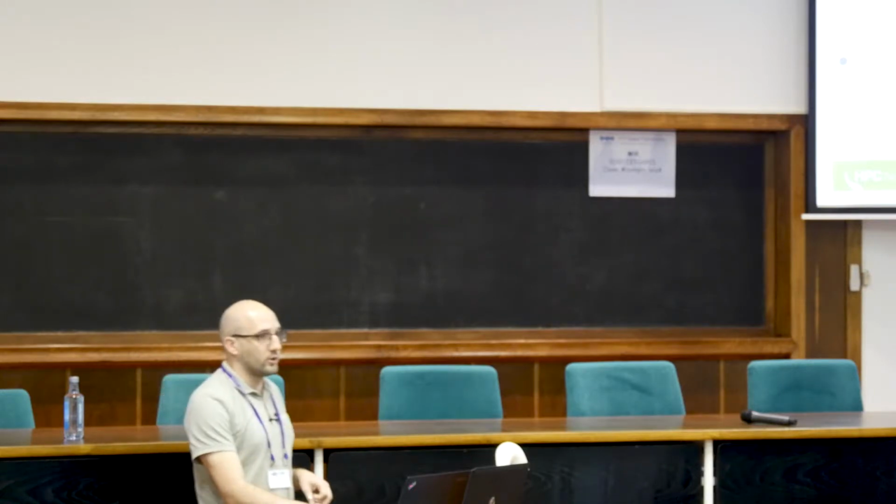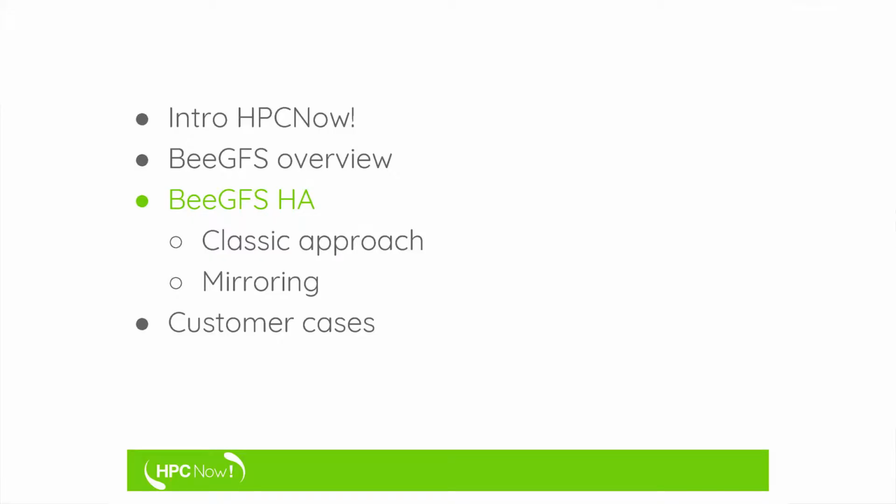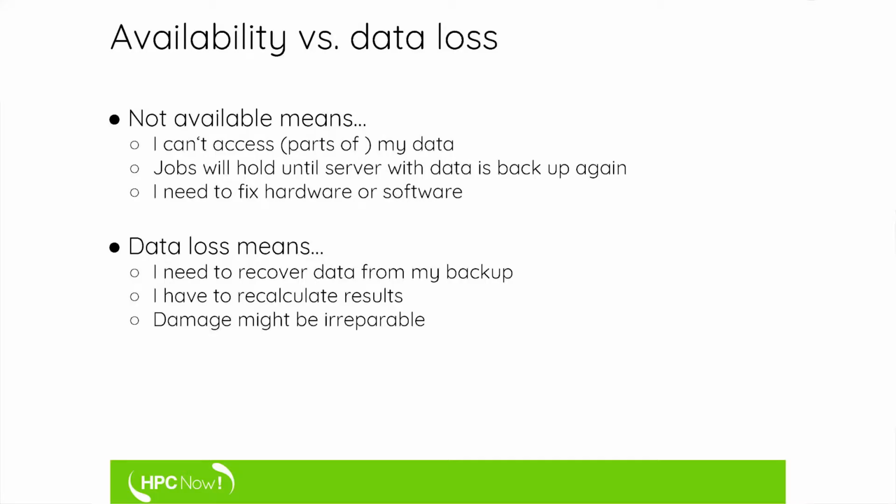So let's focus on what is the approach of BeeGFS high availability. Just not to have any misunderstanding, here we are going to talk about availability, not data loss. So no availability means that I cannot access my data, not that my data has disappeared forever. So that means that my jobs maybe are on hold until the storage is back, but they can continue at some point. I might need to do a fix in hardware or in software, but my data is there.